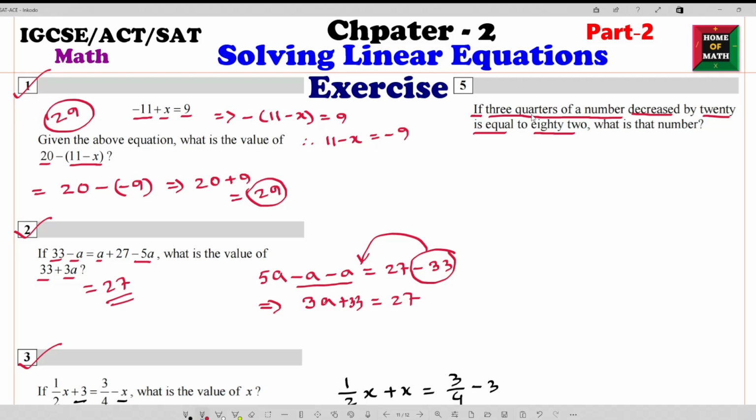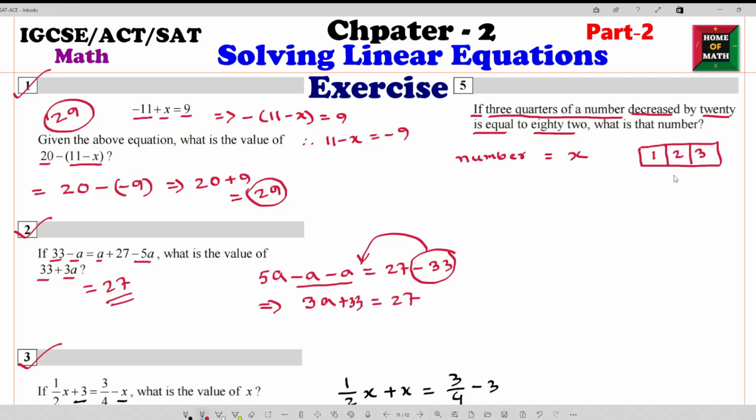First, if 3/4 of a number... first we think the number equals x, we don't know what the number is. Okay, the number is x. So 3/4 means the full, 1 part, 2 part and 3 part, 1 2 3.